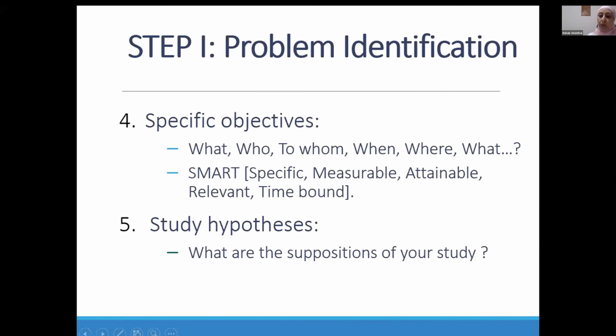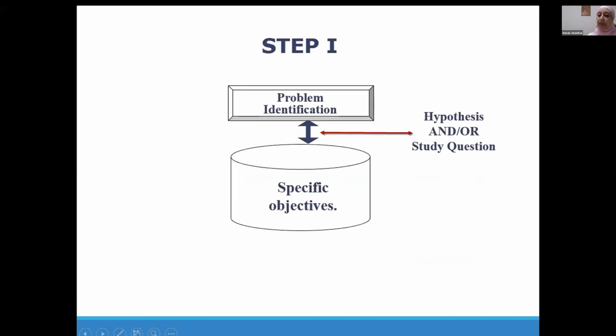This is very important for any study that has an analytic component where we will find associations between our various variables within the study. So, first step is done. We have identified our problem. We have stated our hypothesis and our research study question.